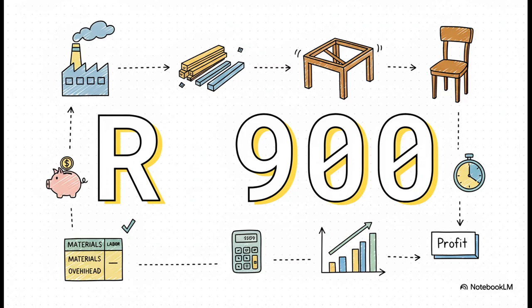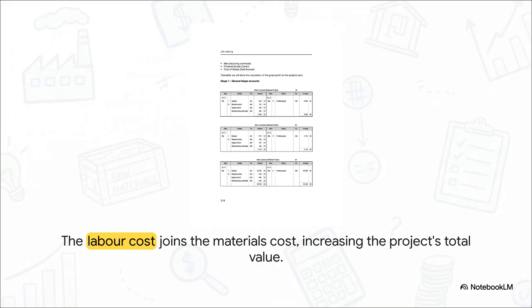All right, materials are one thing, but you need people to actually build the thing, right? So next up is labor. For this period, the team spent 60 hours directly working on this project, which comes out to a cost of 900 Rand. And just like we did with the materials, that 900 Rand for labor gets tacked onto the project's bill in the WIP account. You can see the total cost is starting to build up now as we pour more value into this job.